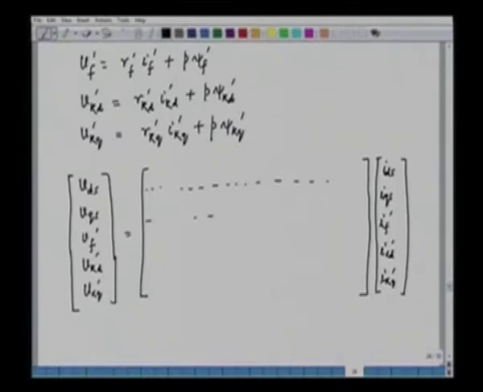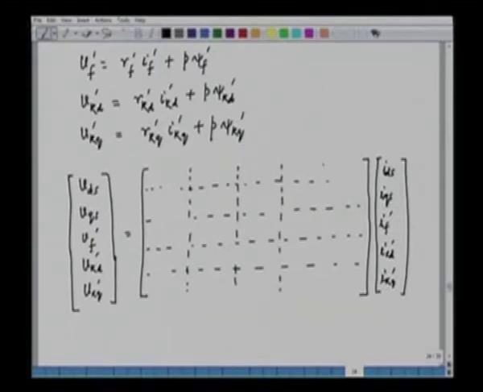We have the various rows in this case, the third row, the fourth row, and the fifth row. So, this is the first column, the second column, the third column, the fourth and fifth column. This is a 5 by 5 matrix. We can fill this up by inspection.